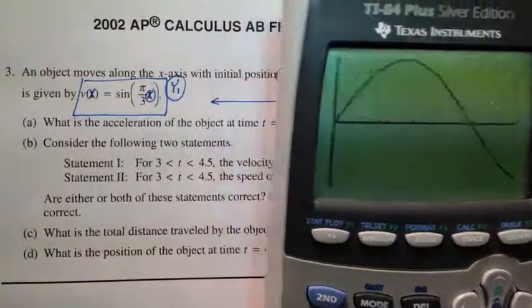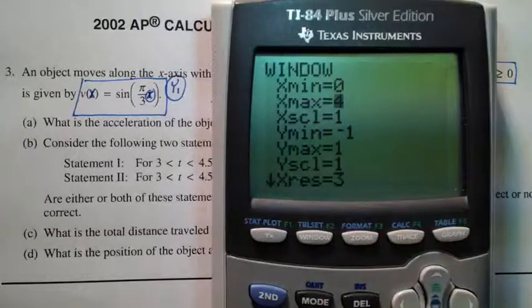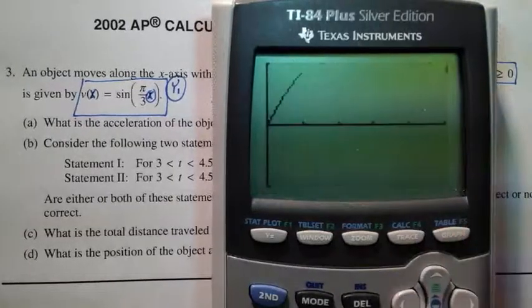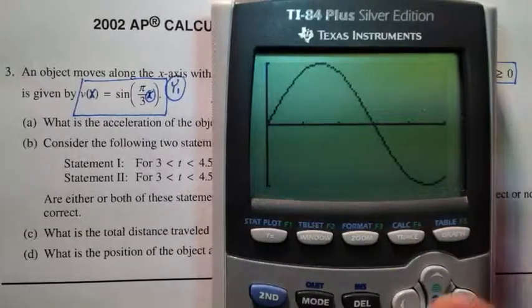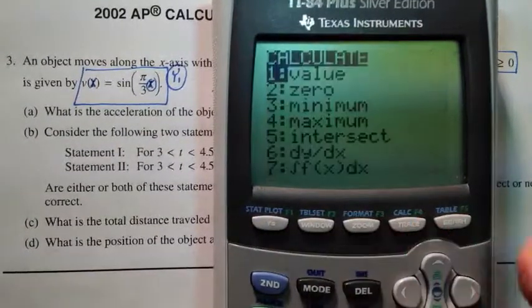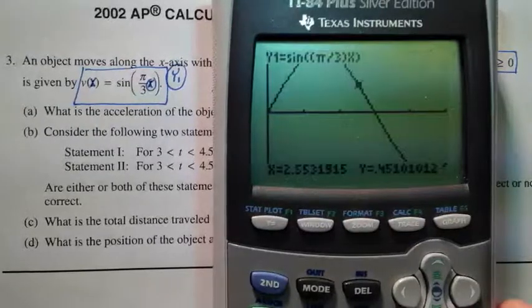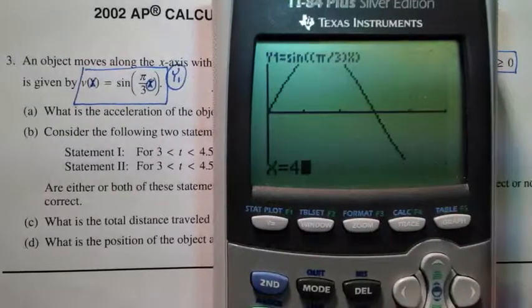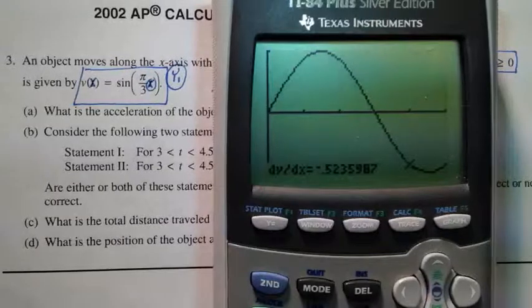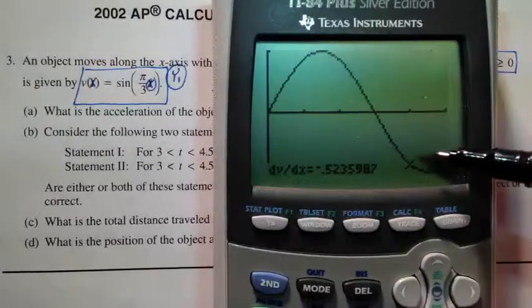Okay, but the first part of this is asking us what's the acceleration of the object at time t equals 4. Okay, well, if we wanted to extend our window a little bit, let's say we go all the way to 5, we could do this problem actually a couple different ways. We could calculate dy dx. If you notice, number 6 is dy dx, and we want the derivative at x equals 4. And remember, the derivative of the velocity graph is the acceleration.